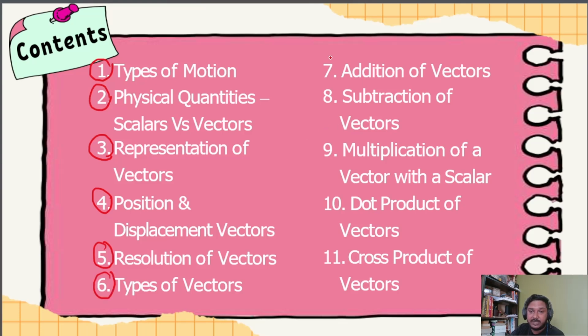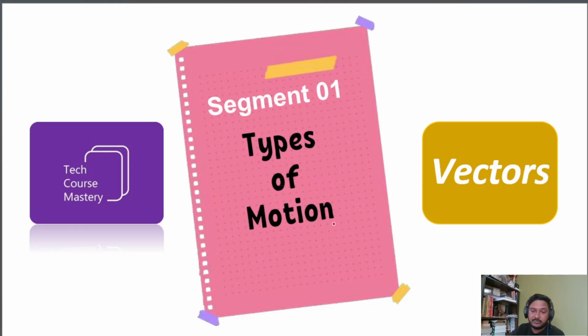Then we will have addition of vectors, subtraction of vectors, then multiplication of a vector with a scalar, then dot product of two vectors, and then cross product of two vectors. So that will be all that is required at this level in vectors. So please pay your full attention as if you have paid for this video, and then let's proceed to the segment 1, which is the types of motion.